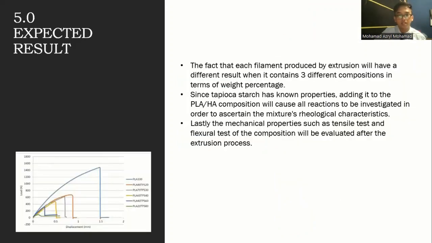Expected result. Each filament produced by extrusion will have a different result when it contains three different compositions in terms of weight percentage. Since the tapioca starch has known properties, adding it to the PLA and HA composition will cause all reactions to be investigated in order to ascertain the rheological characteristics. Lastly, the mechanical properties such as tensile test and flexural test of the composition will be evaluated after the extrusion process. This is the expected result for the tensile test we get when we use the tensile test. That is all from me.